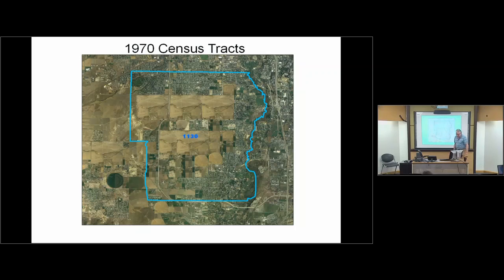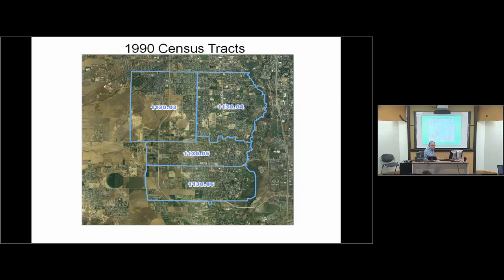So here's just a time sequence to give you an example of what happens to census tracts as development occurs. Here's a census tract which is 1130 in 1970. And here it is in 1980, it becomes 1130.01 and 1130.02. And you can see there's more development here. Here it is in 1990. There's even more development. Now it's 4 different census tracts.